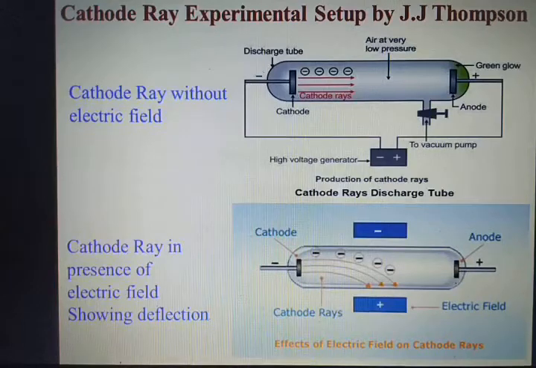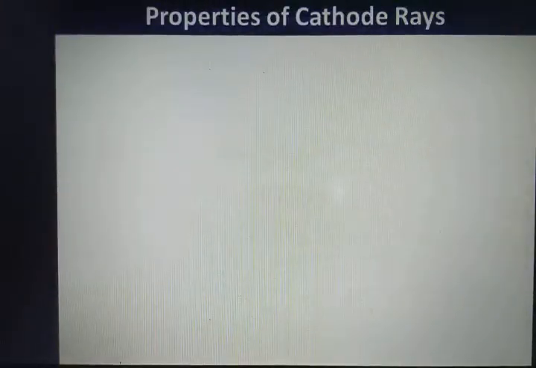Now, along with this, he also noticed that cathode rays are creating a green fluorescence on the screen which is present behind the anode terminal. Now this is one of the outcomes, but before going to the outcome we need to know certain properties of the cathode rays.